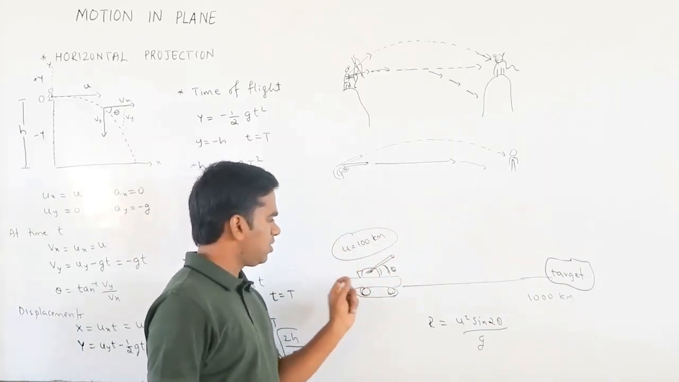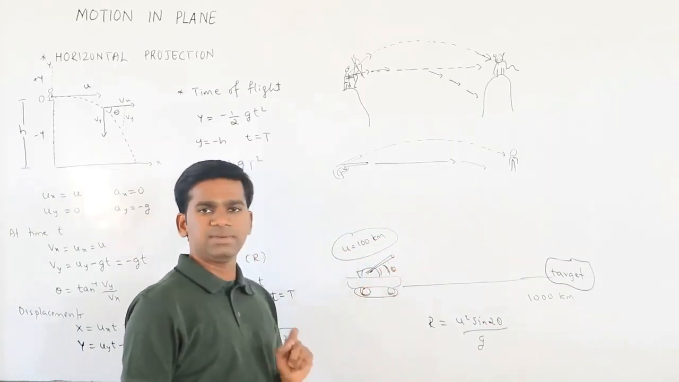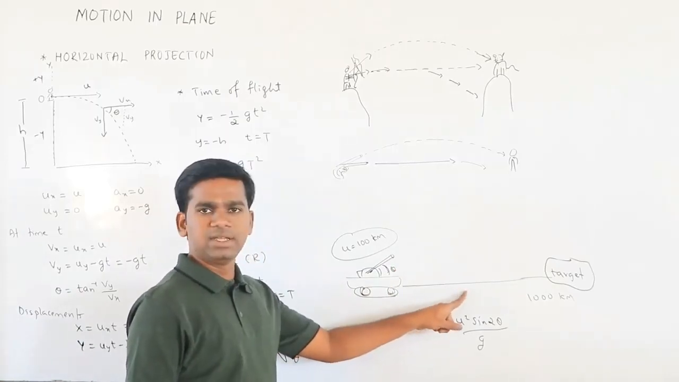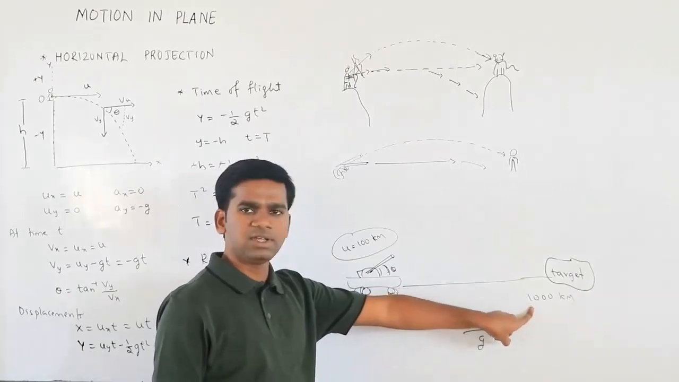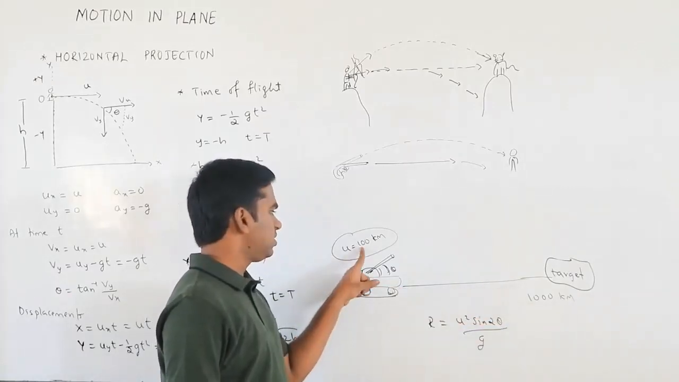What you have to calculate is theta. That is very important, because you know the target. You want to blast at a distance of 1000 kilometers, and your velocity is 100.